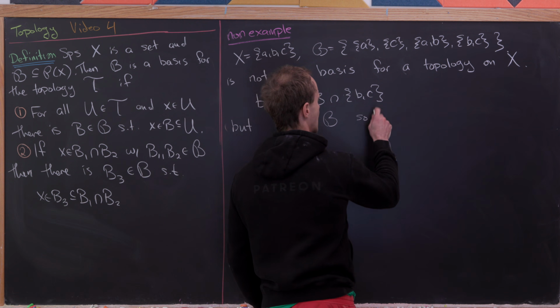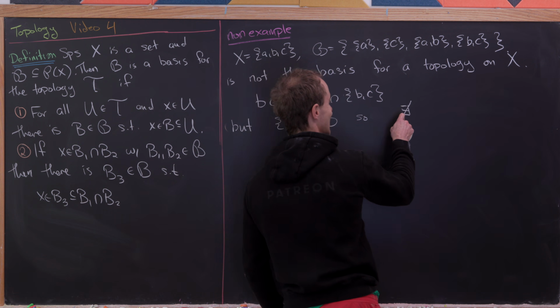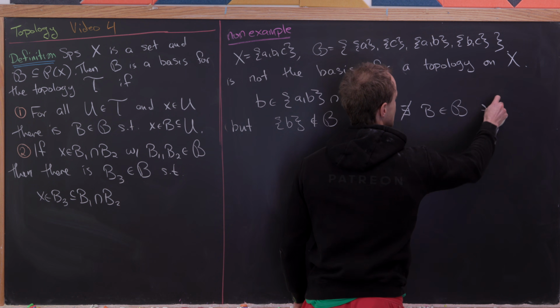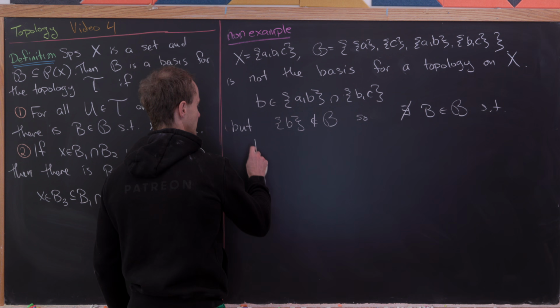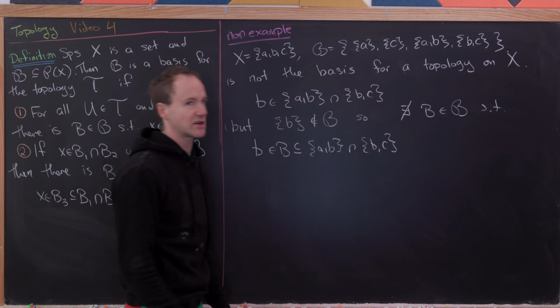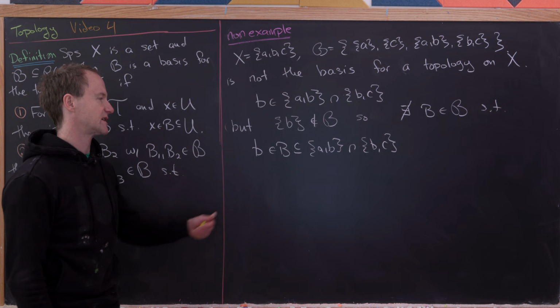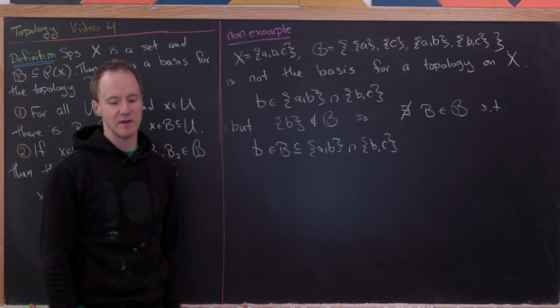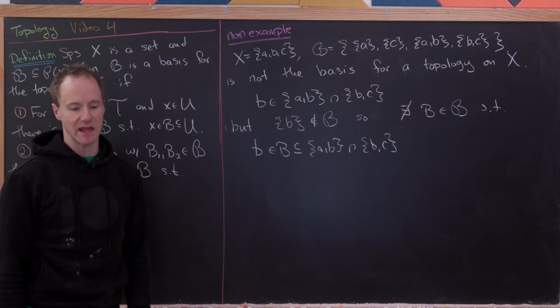So to finish it off, we see that there does not exist a set B inside of B such that we have B inside of B is a subset of the intersection of those 2-element sets. Because again, this capital B set would have to be the singleton, but the singleton is not in our collection.